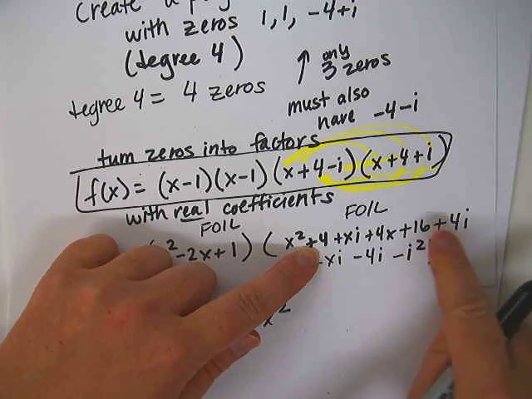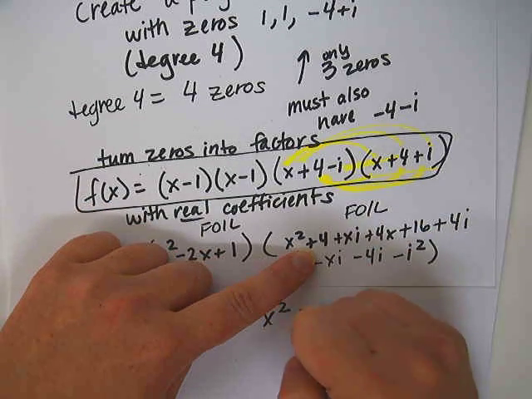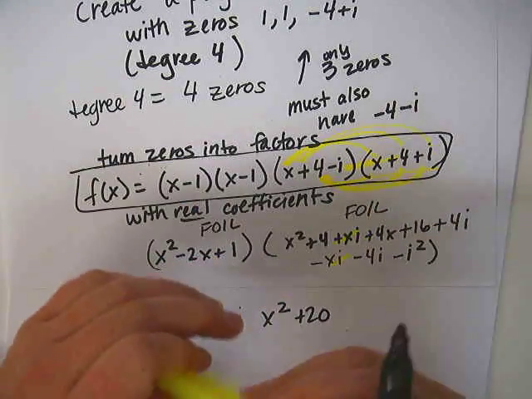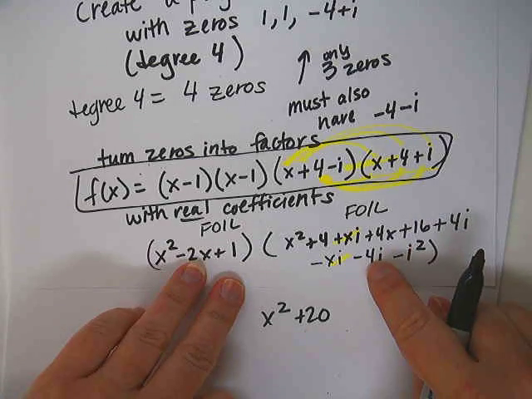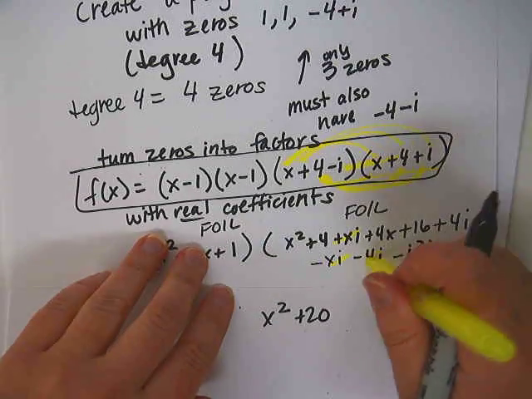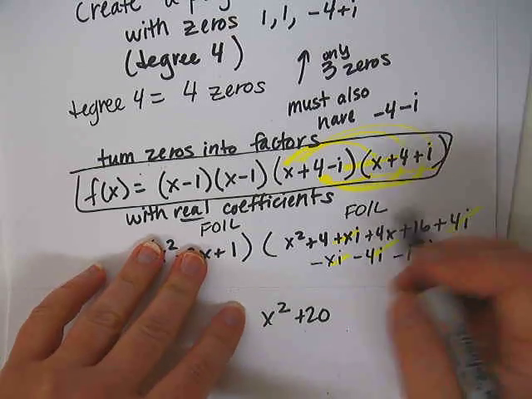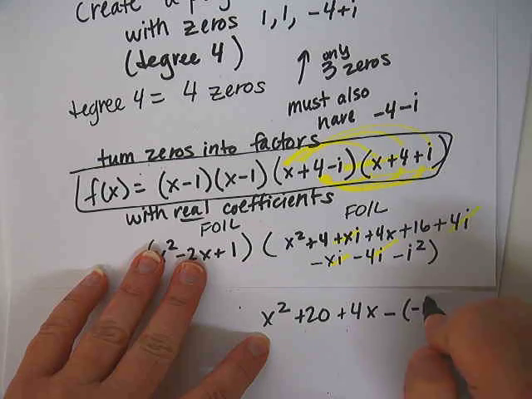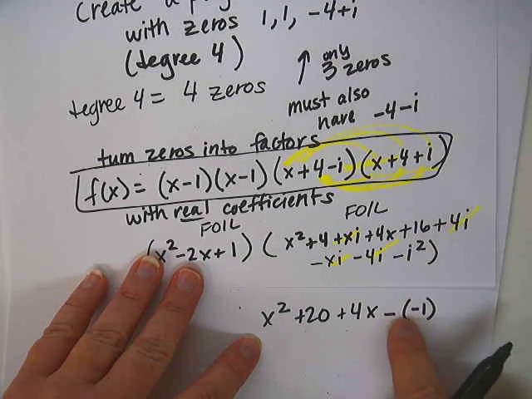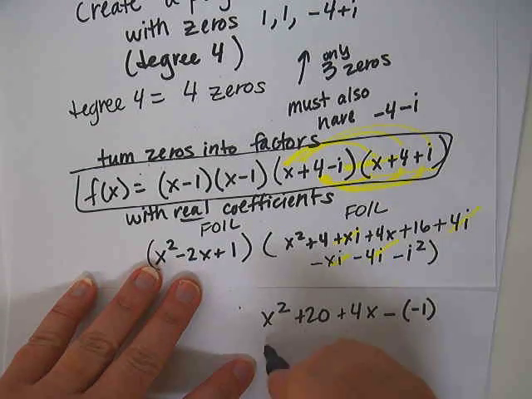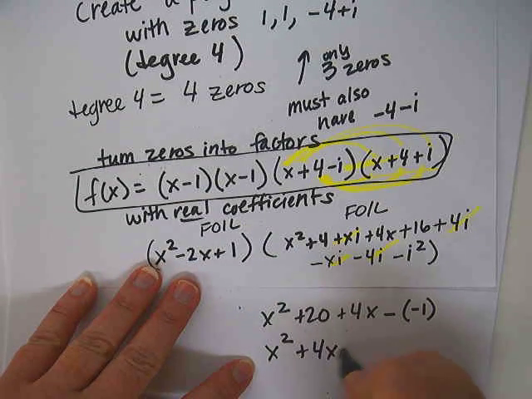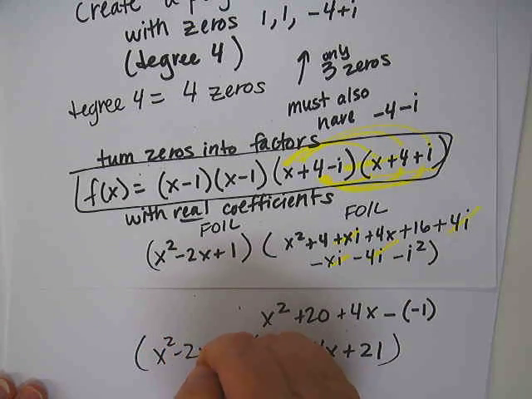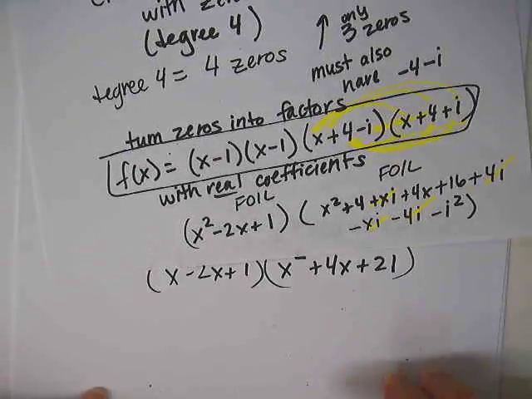and negative i squared. Okay, so then let's combine like terms in this thing. We have an x squared, we have a 4x and a 16. We have a positive xi and a negative xi that cancel out. We have a positive 4i and a negative 4i that cancel out. We have a positive 4x. But we also have a negative i squared. Remember how i squared is negative 1? So the negative i squared actually means we have a positive 1 that we include here. So this would be an x squared plus 4x plus 21.